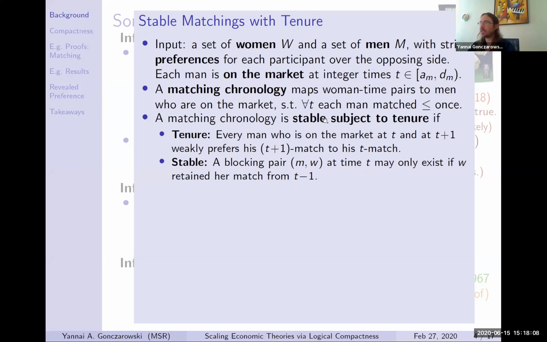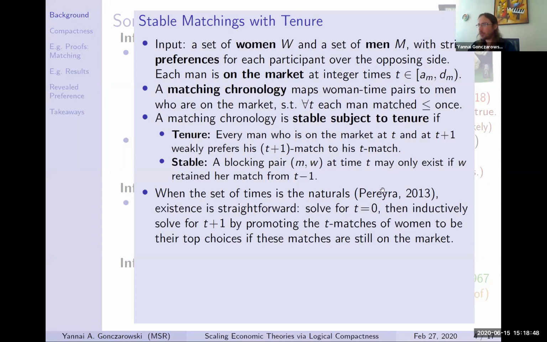And a match chronology is stable subject to tenure. The idea that connects the different times is tenure. Basically, once a man is matched, he cannot be demoted. He can only be rematched to a woman he strictly prefers. So tenure means that every man who is on the market at t and t+1 weakly prefers his t+1 match to his t match. And stable means that a blocking pair may only exist at time t if it exists because the woman of that blocking pair retained her match from the previous round.